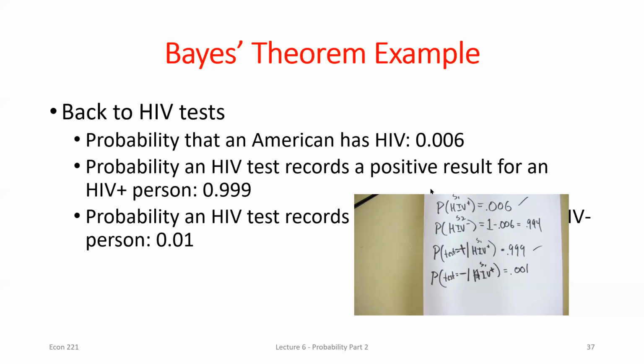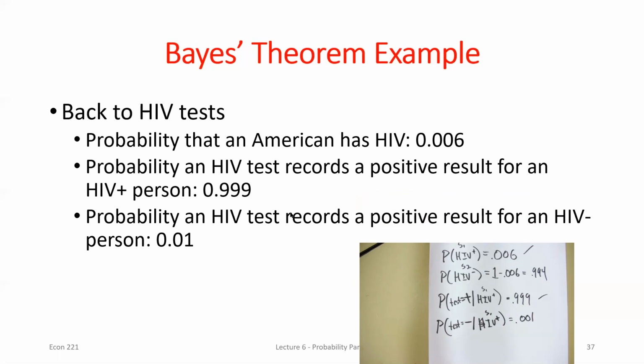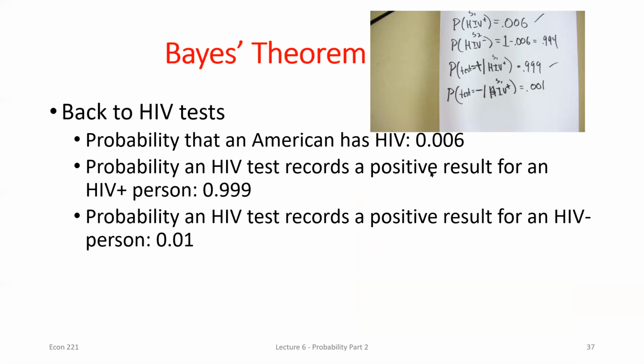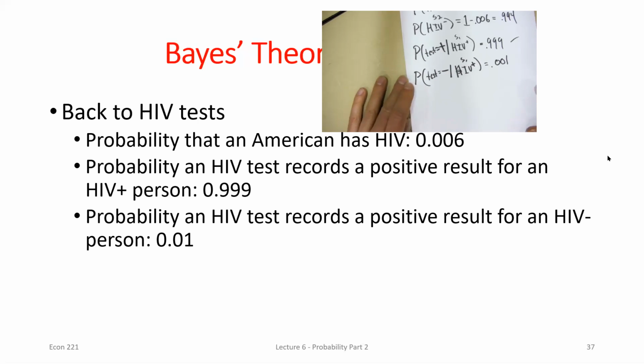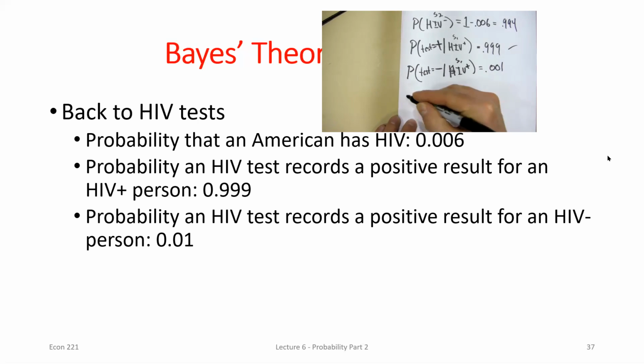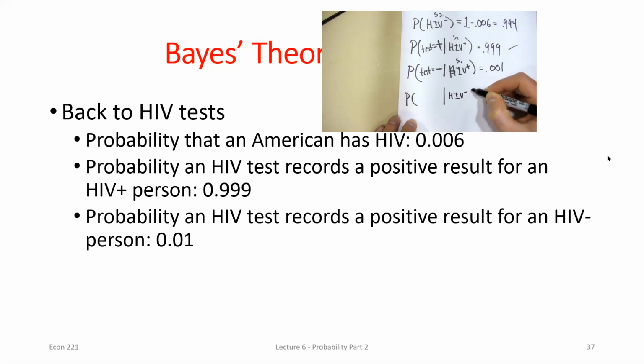We then have the last thing, which is the probability an HIV test records a positive result for someone who's HIV negative is 0.01. So what are we really saying there? I thought I could make this a little bit bigger, but maybe not. It's as big as it goes. So what we were given is that given that somebody is HIV negative, or state of nature 2, the probability that the test comes back positive is 0.01.